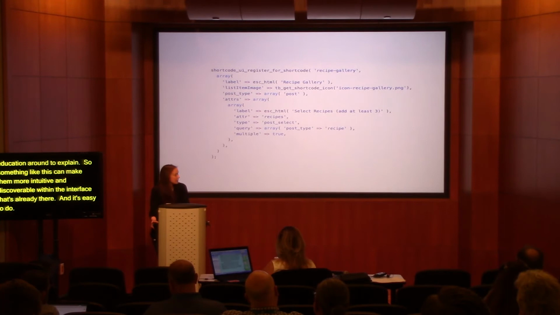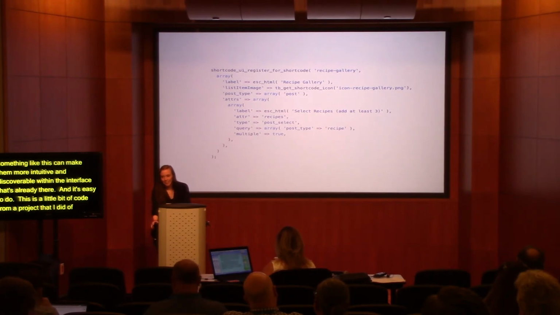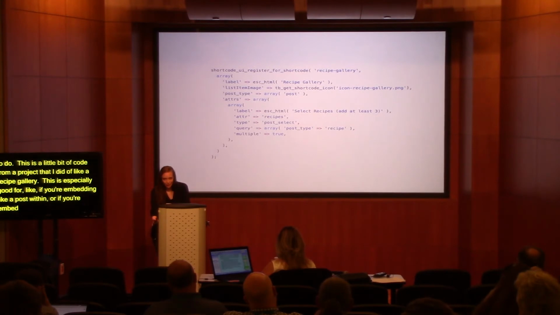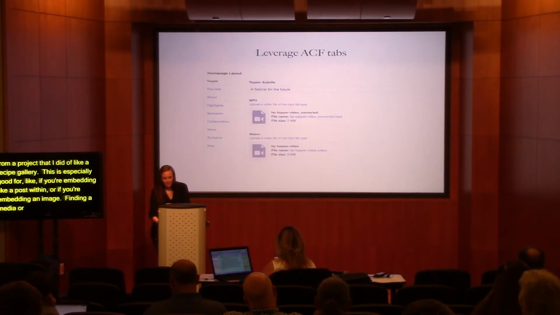This is a little bit of code from a project I did of a recipe gallery. This is an especially good approach if you're embedding a post within, or if you're embedding an image. Finding a media ID or a post ID is kind of arduous, and you don't really want to make your users go through that.